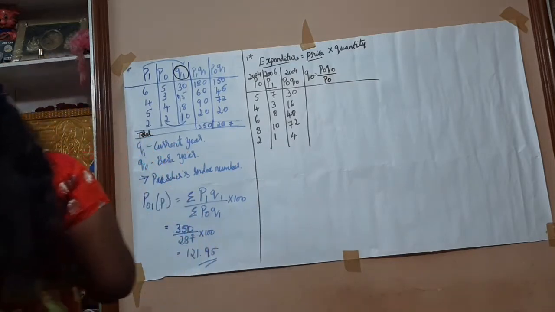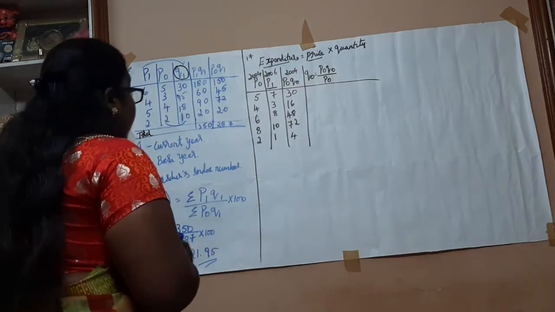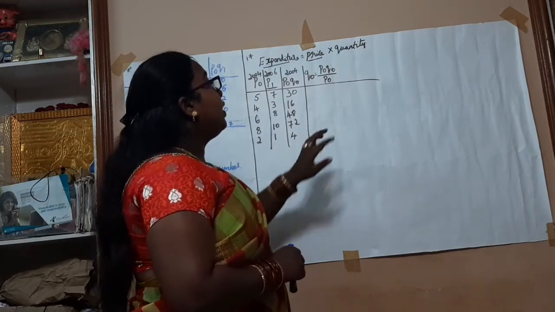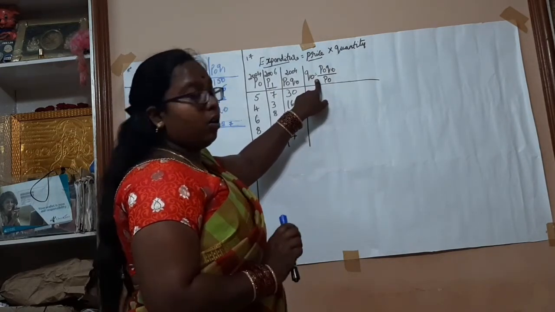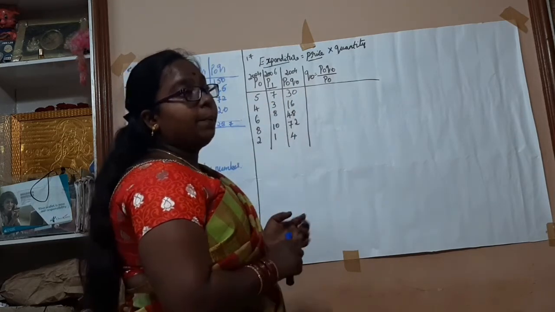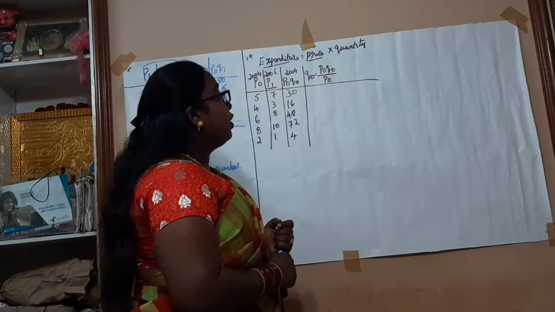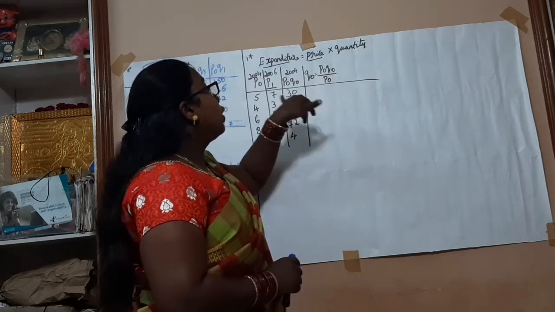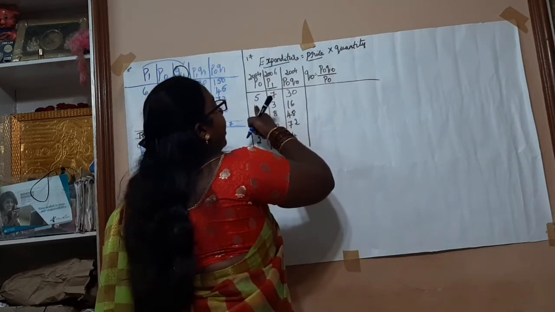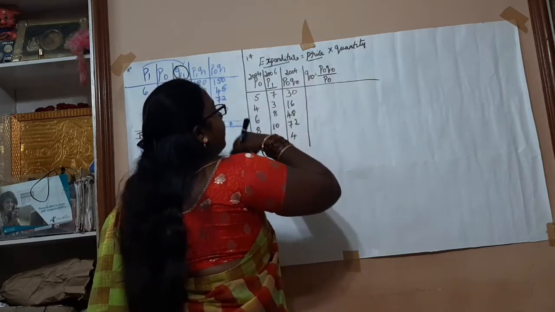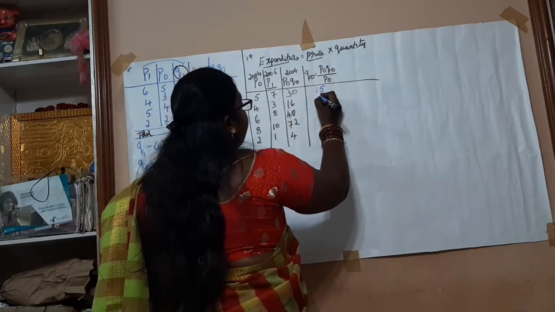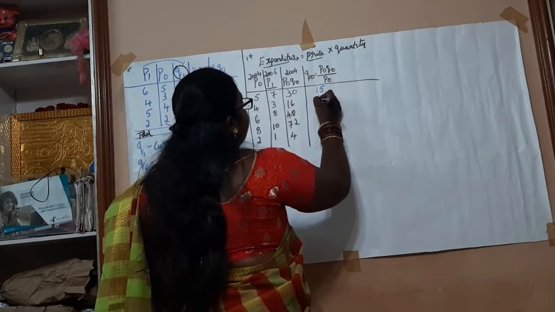Here we have P0 Q0. We need to find out only Q0. If you multiply this one and this one, you will get P0 Q0. So you will divide by this one, P0. So 30 divided by 5 you will get 6. Then 16 divided by 4 you will get 4.